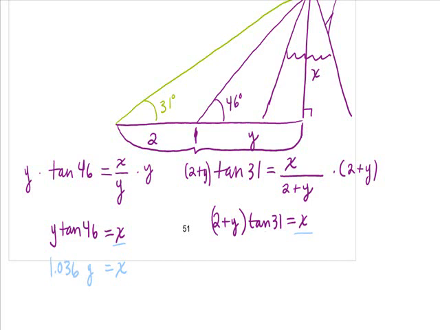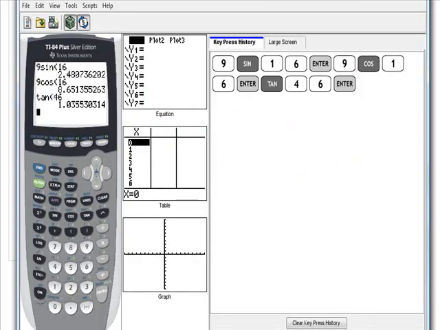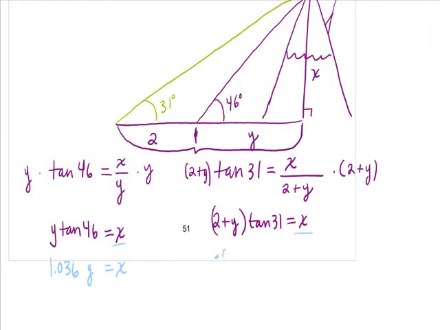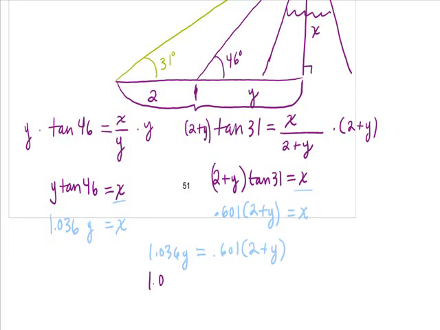Alright. Now over here I'm going to do the same thing. I'm going to do the tangent of 31. And when I do that, I'm going to round this to 0.601. So now I have 0.601 times 2 plus y is x. Now I'm going to set them equal to each other. 1.036y equals 0.601 times quantity 2 plus y. Distribute, simplify each side, so this side will stay the same.